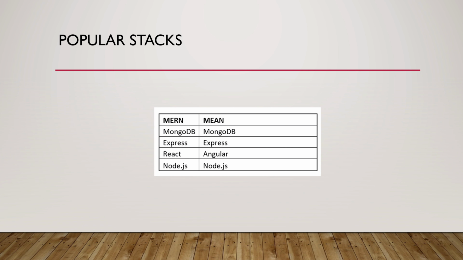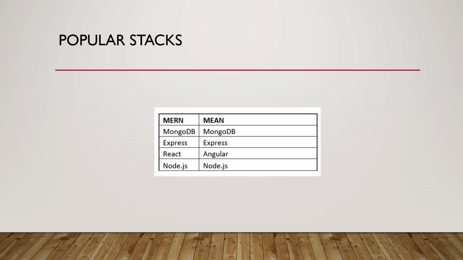There are two popular stacks in MongoDB. MongoDB is used in full stack web applications, and the two popular stacks are MERN and MEAN. In MERN, M stands for MongoDB, E stands for Express, which is the web server for Node.js. R is React, which is the front-end framework. N is Node.js, which is a JavaScript server technology.